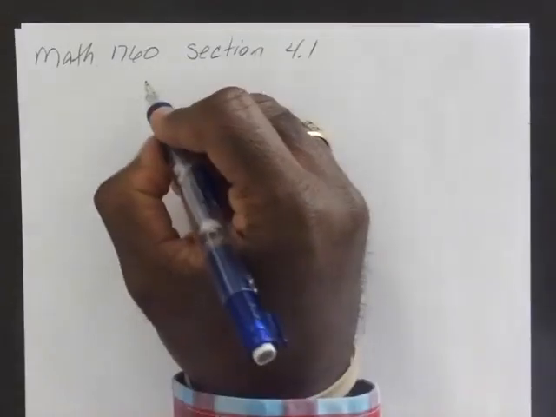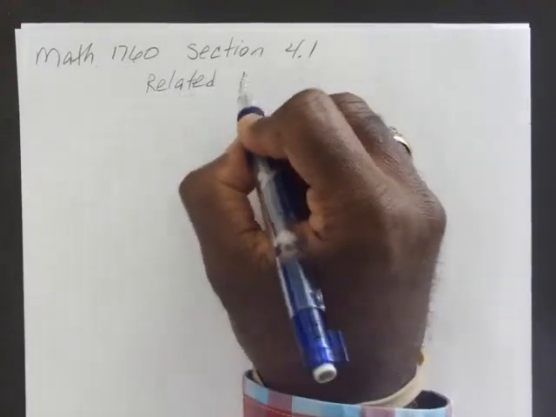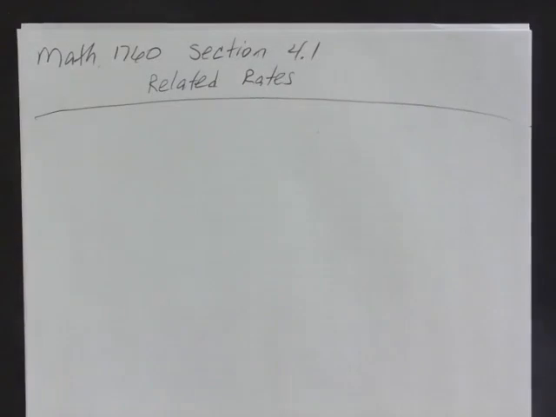And record. All right, so today we are going to start on section 4.1, which covers related rates. Okay, so this section basically gets all the stuff we've learned so far and puts it into application.